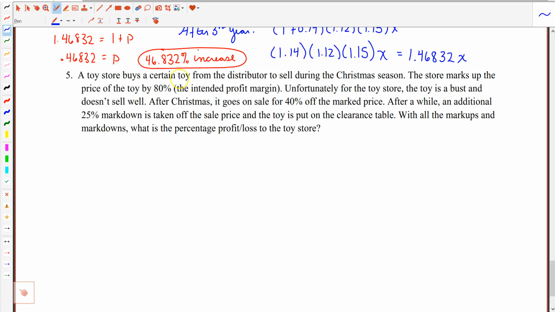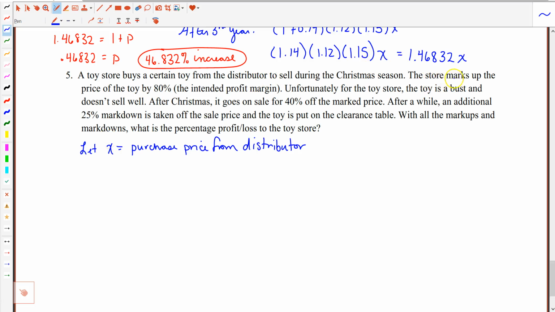For this one, whatever the toy store buys this toy for from the distributor, we're going to let that be x. So let x be the purchase price from the distributor. If they were to buy it for x dollars and then sell it for x dollars, they're not going to make a profit, right? They'll break even on the toy. So let's see what happens to this toy through all of this.